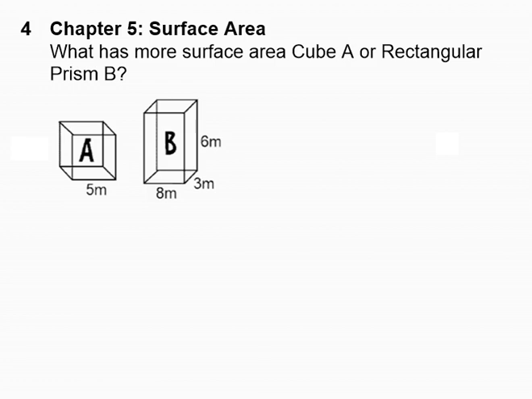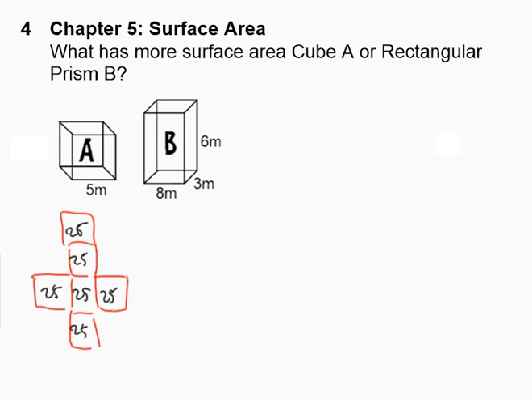Question 4 says, what has more surface area, cube A or rectangular prism B? A lot of people like to do nets, so I'm going to do the nets today. I'm not going to do the formula. This cube would have all faces the same size, and each of these faces would be 5 times 5, which is 25. So the surface area of the cube is going to be all those added together, which is 150 square meters.